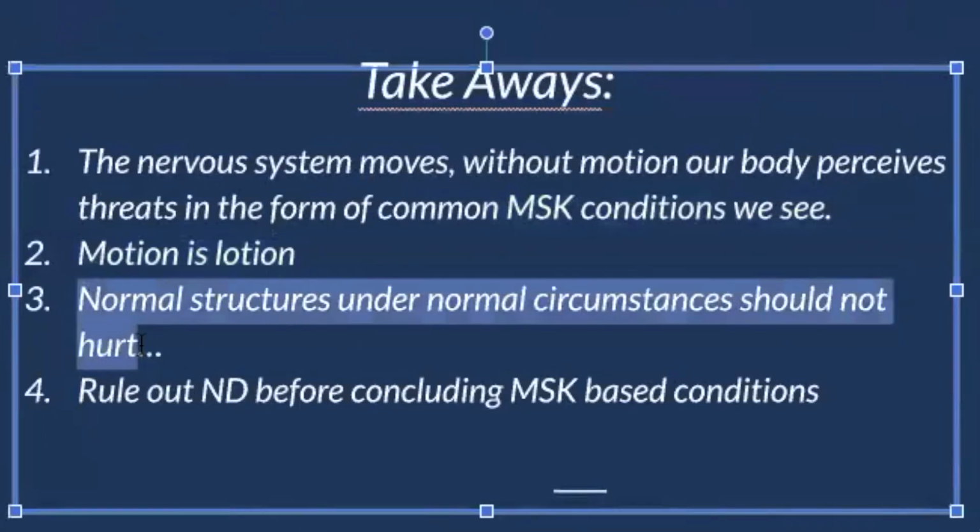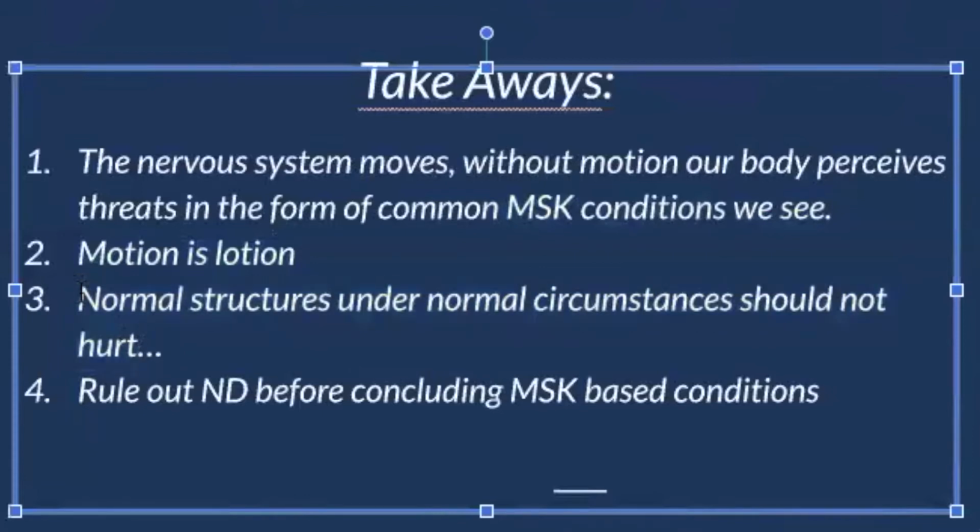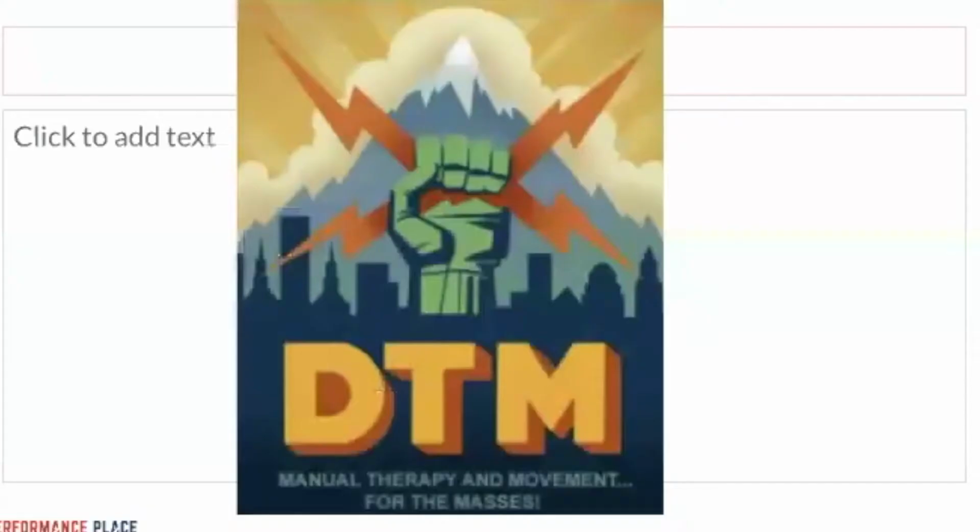There are different realms in this, and I tend to explain this to people often in my office. I don't want them to think their stuff is abnormal, but it's very common for people to think their structure is abnormal, or something's broken, something's torn. It's a very easy way to empower the patient to let them see that they don't need surgery all the time. And the last thing is, rule out neurodynamics before concluding you have a musculoskeletal-based problem. I like to start neurocentrically with that.